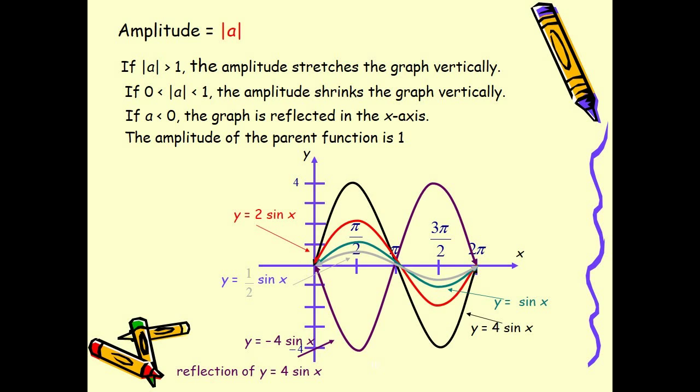In gray, the parent function has been compressed because A is between 0 and 1. In red, A is greater than 1, so the graph has been stretched from the parent function. In black, the graph has also been stretched. And in burgundy, the graph has been reflected from the black, because A is negative.